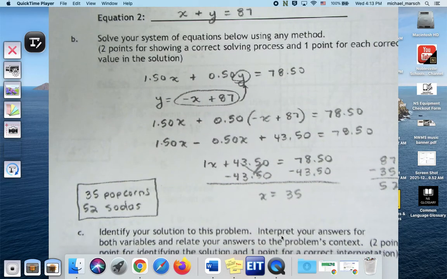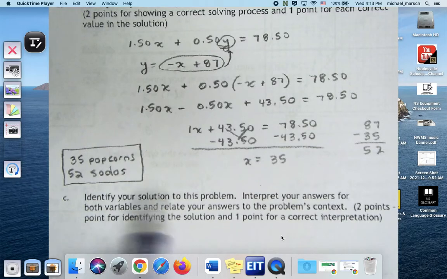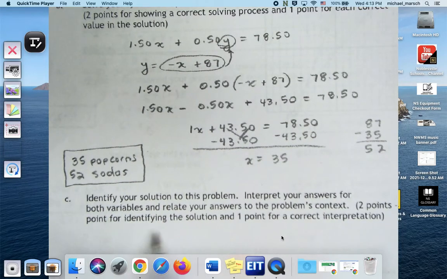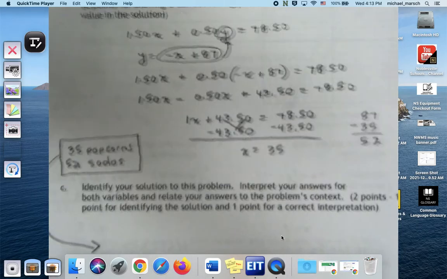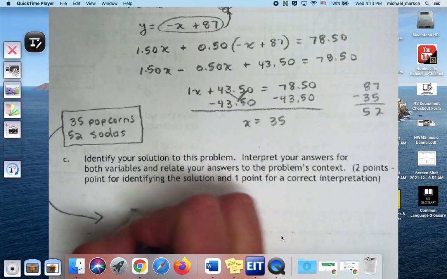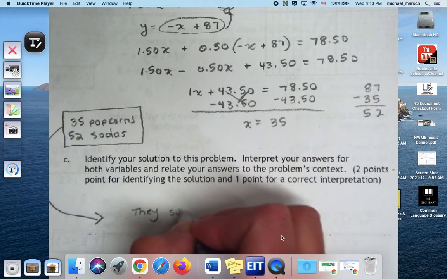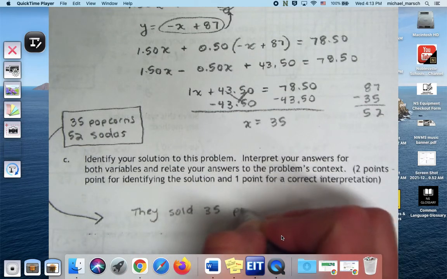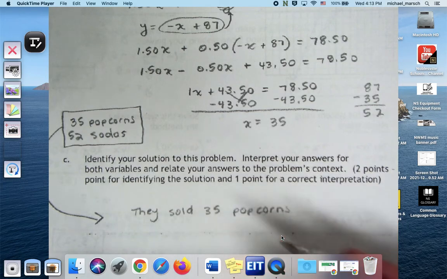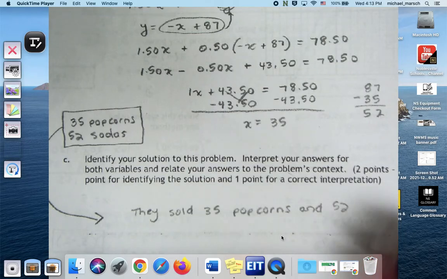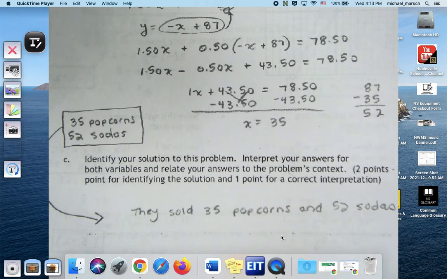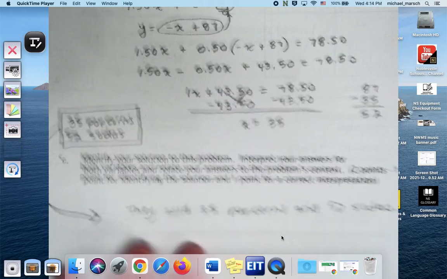Right? Okay, identify your solution, boom. Interpret your answer for both variables and relate your answer to the problem's context. Yeah, so I basically just did that. So you would say they sold 35 popcorns and 52 sodas. There we go. Easy peasy. All right, move on to the next one.